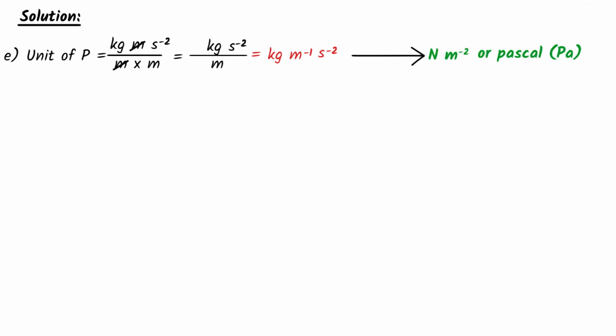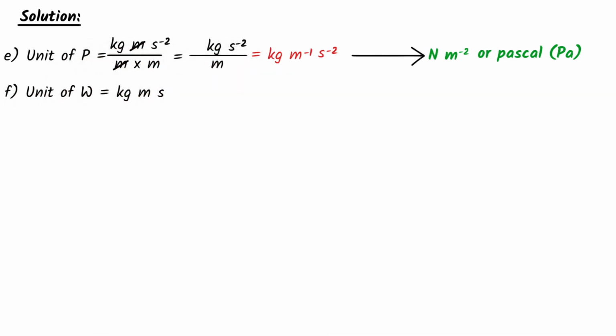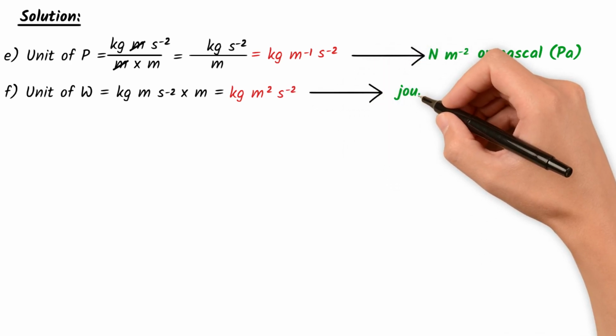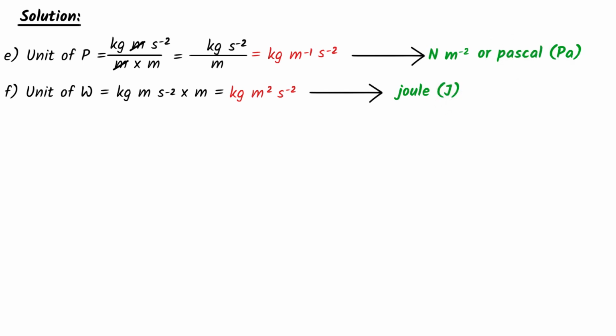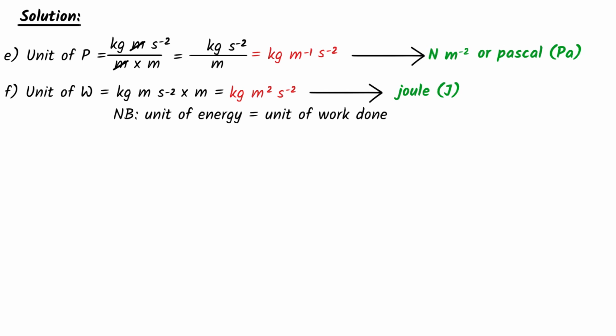Unit of work done. Work is force times distance. So the unit of work done should be the unit of force times the unit of distance. Kilogram meters per second squared times the unit of distance, which is meters. The 2 meters multiply and we have meter squared. So the unit of work is kilogram meter squared per second squared. And all of that is called joule. You should note that the unit of energy and the unit of work done are the same. So in a situation where you are asked to find the unit of energy, please use the same method that we have done for the unit of work done.